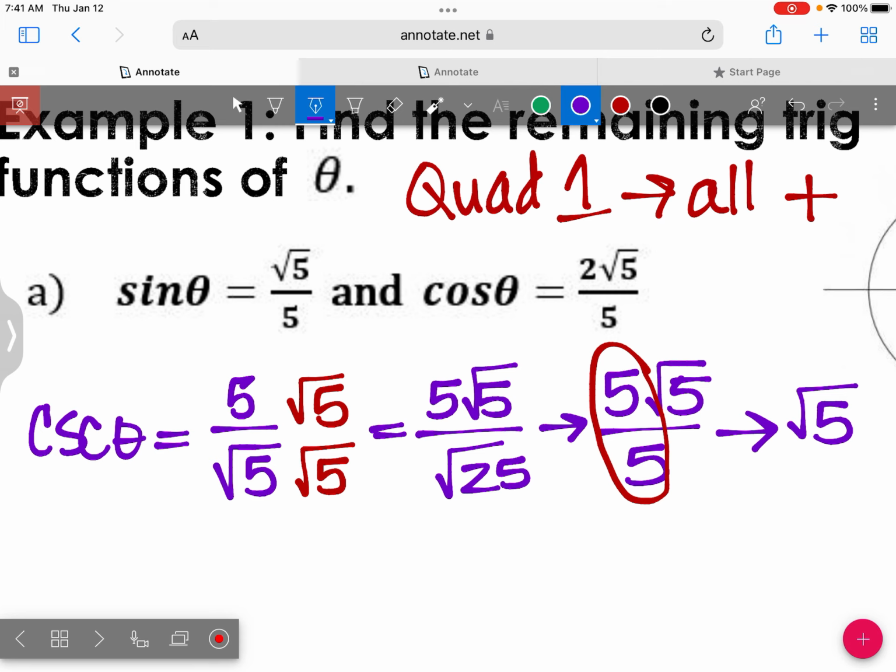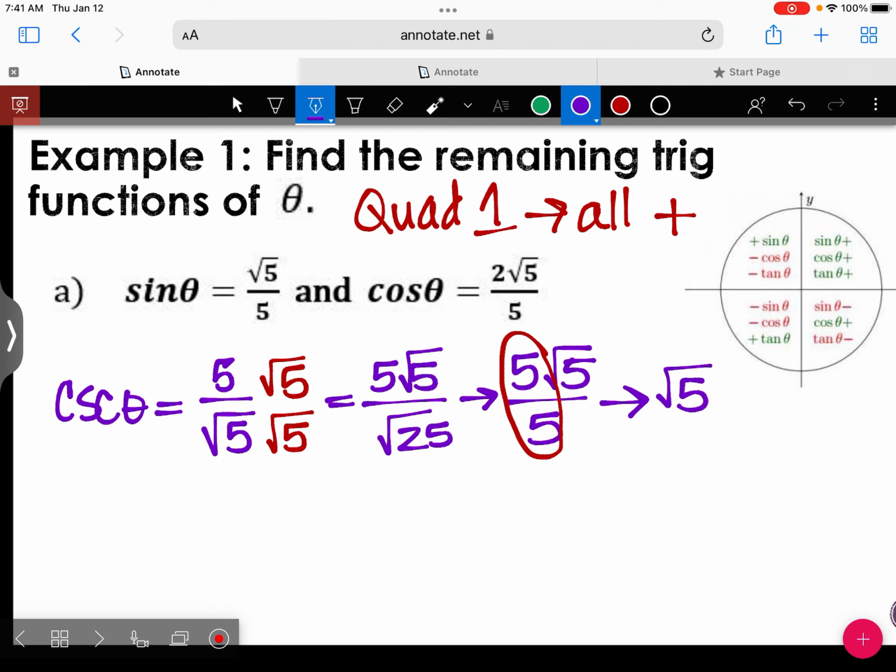So now let's go ahead and do secant. For secant, we're going to flip cosine. And again, we have a square root in our denominator.